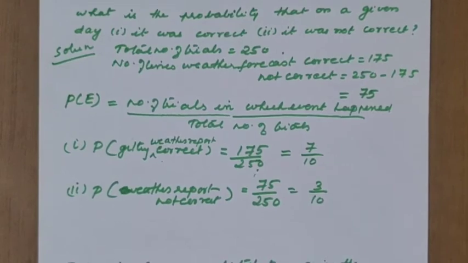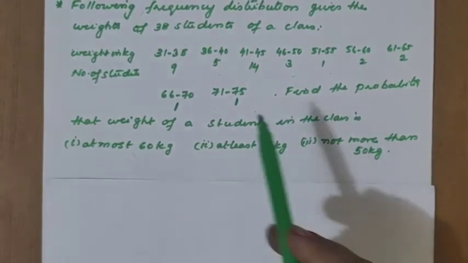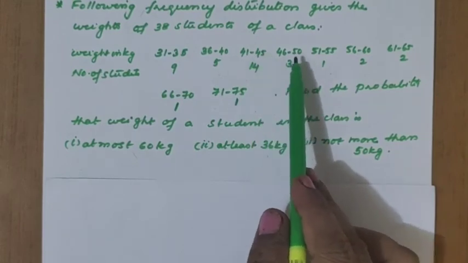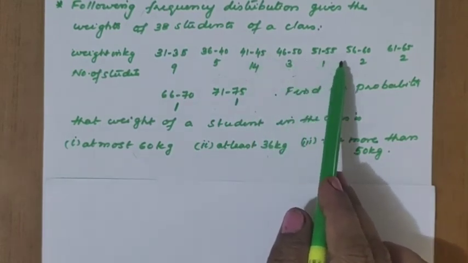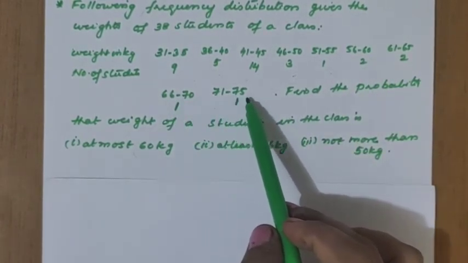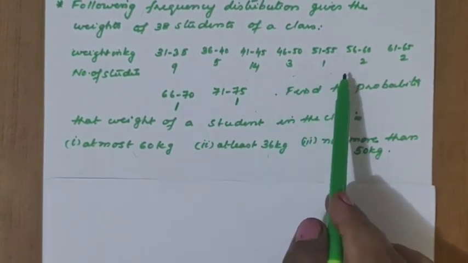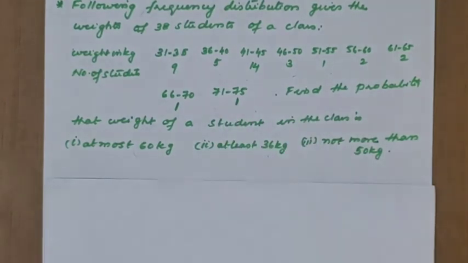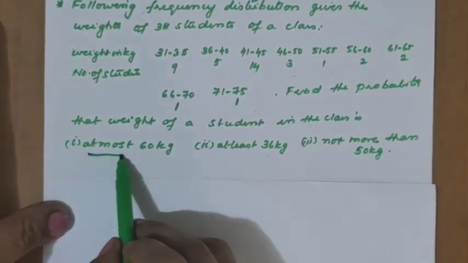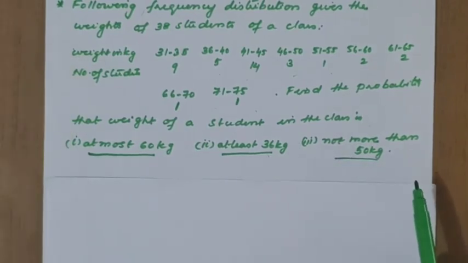of trials. Following frequency distribution gives the weight of 38 students in a class. Weight in kg: 31 to 35, 36 to 40, 41 to 45, 46 to 50, 51 to 55, 56 to 60, 61 to 65, then 66 to 70 and 71 to 75 respectively. The number of students are 9, 5, 14, 3, 1, 2, 2, and the last two groups 1 each. Find the probability that the weight of the students in the class is at most 60, at least 36, that is the second question, and not more than 50 kg.